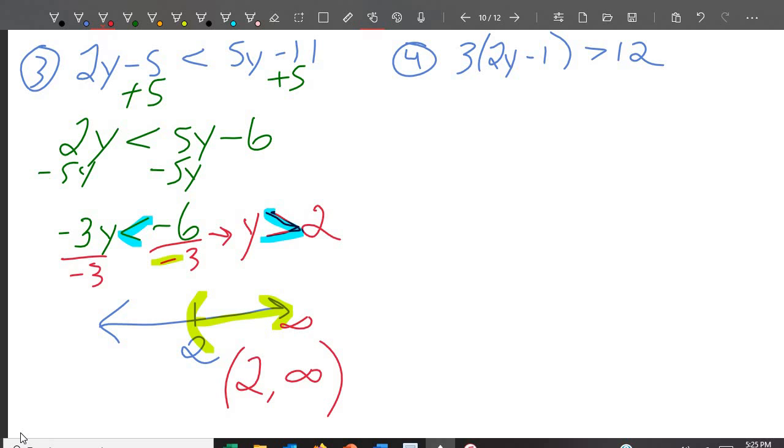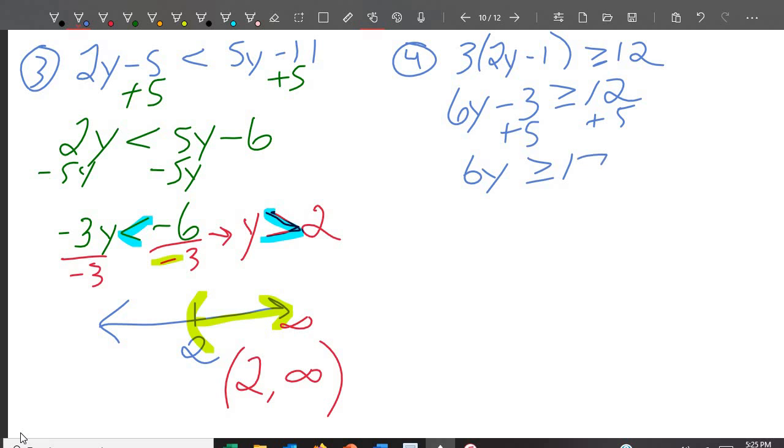Number 4. I am going to make that an equal to sign. Greater than or equal to 12, so we've got to do the distributive property first. 3 times 2y is 6y minus 3, greater than or equal to 12. I'll add 3 to both sides. So we get 6y is greater than or equal to 15.